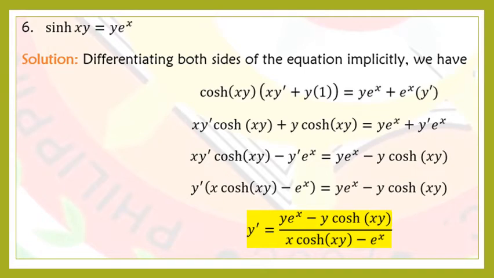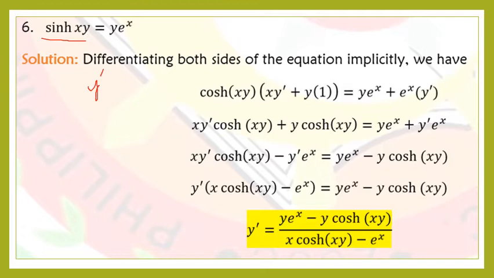In example 6, we can apply implicit differentiation. The given is sin h of xy equals y e to the power of x. Differentiating both sides of the equation implicitly, that means we derive both sides implicitly, so we have y prime.